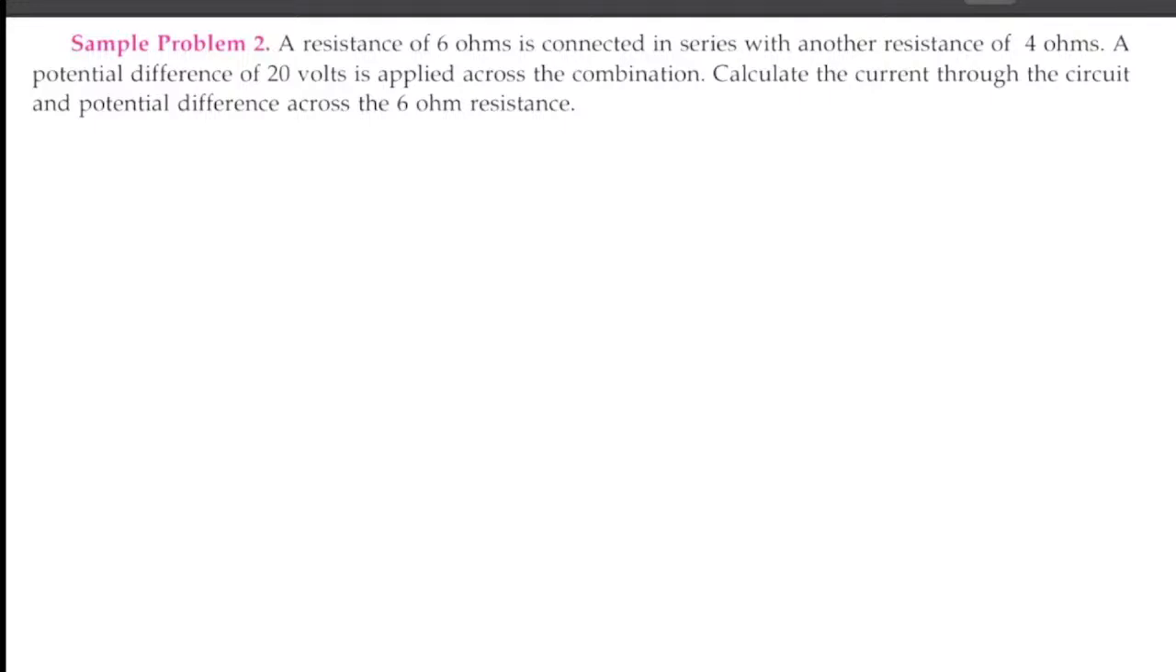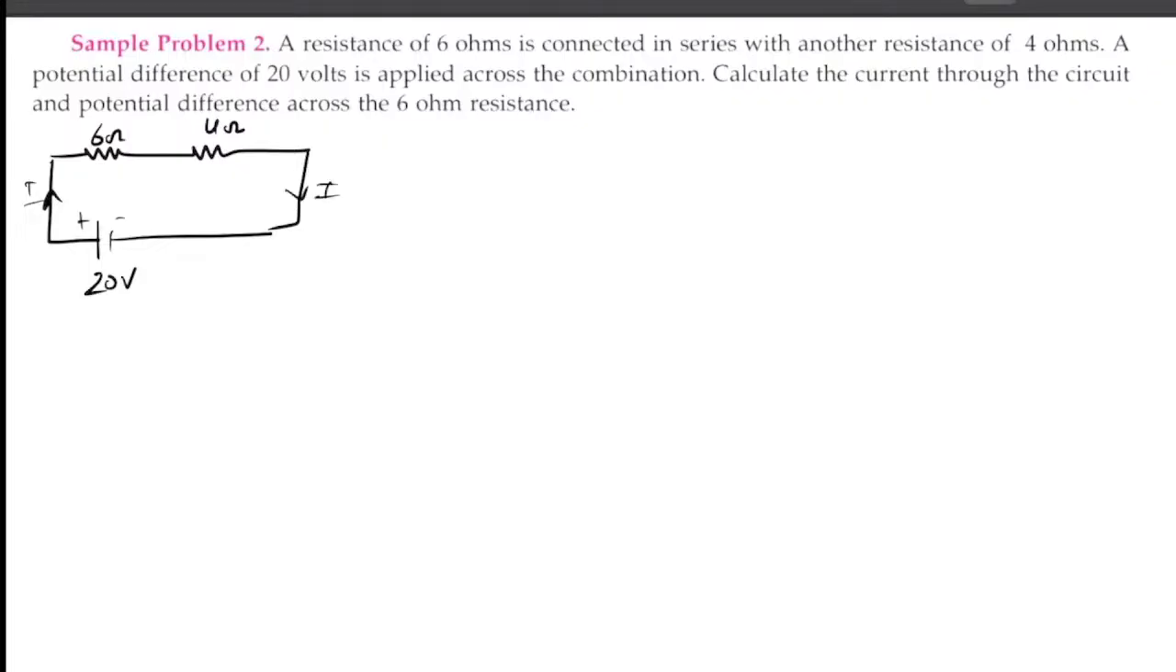Let us draw the circuit. So two resistances are there. One is 6 ohms and the second is 4 ohms, and they are connected in series, and there is a battery of 20 volts. Yes, Tarun, I think the current's value is correct now. Let us also find it out.